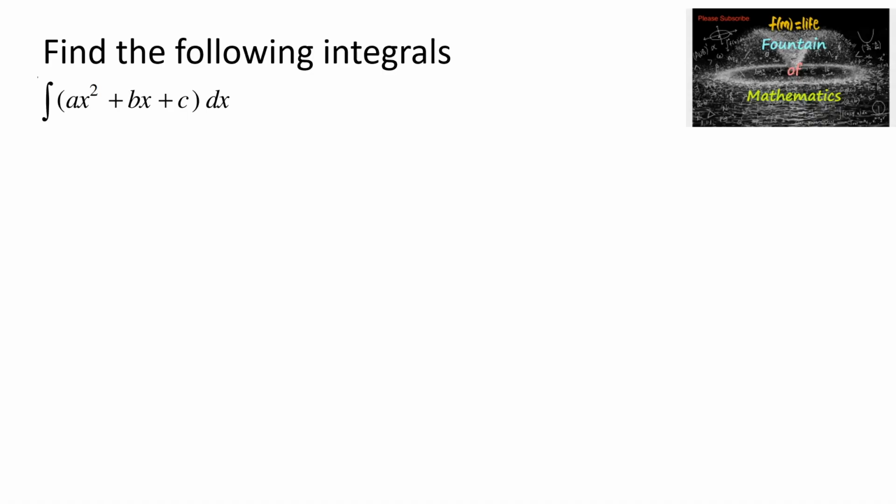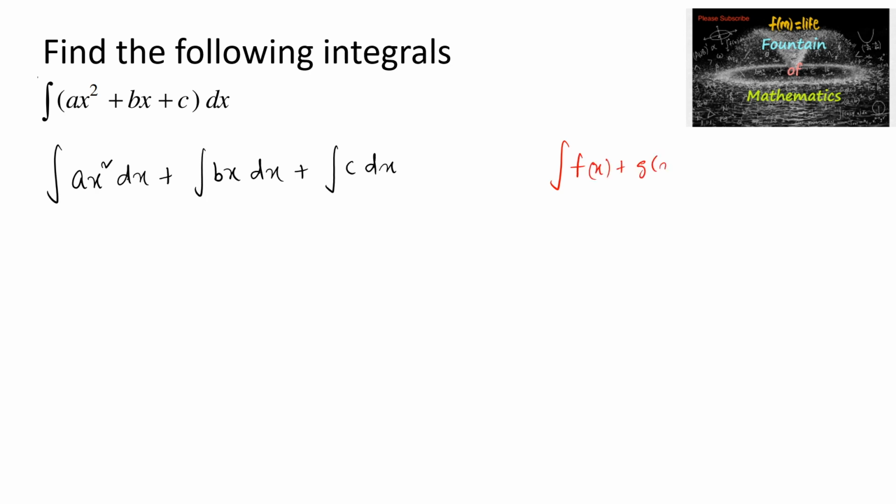Find the following integral: integral ax square plus bx plus c dx. From the properties we can write integral of ax square dx plus integral of bx dx plus integral of c dx. Here we use the property that integral of f of x plus g of x dx is equal to integral f of x dx plus integral g of x dx.